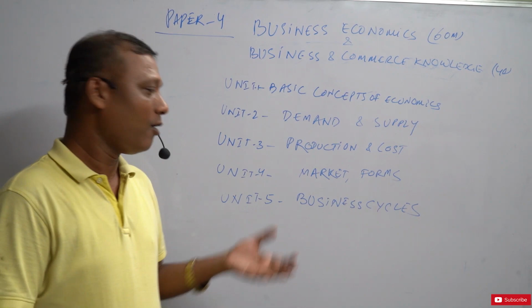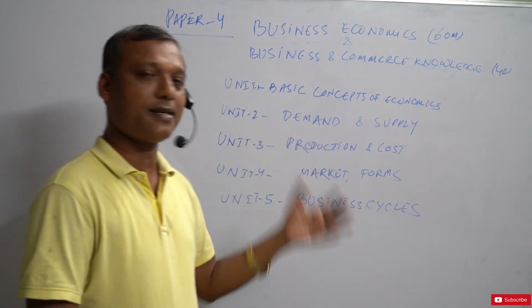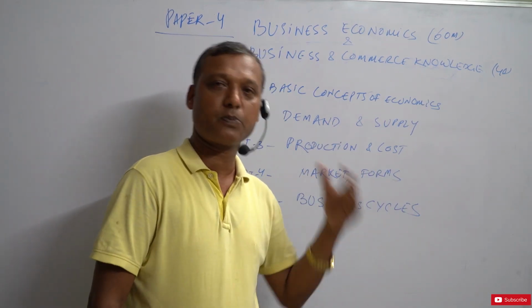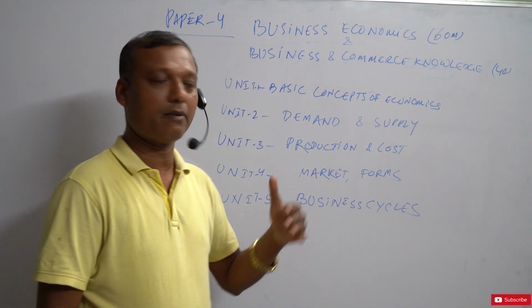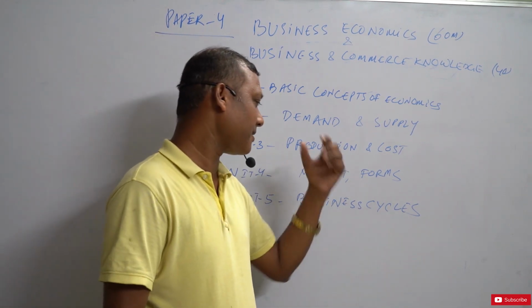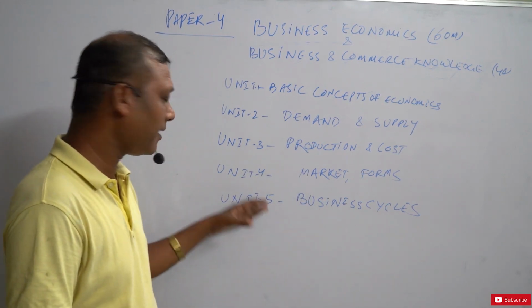So accordingly, we have divided business activities into different phases. There will be peak, there will be prosperity, there will be downfall, there will be depression. So we will study different forms of the business cycle under unit 5.